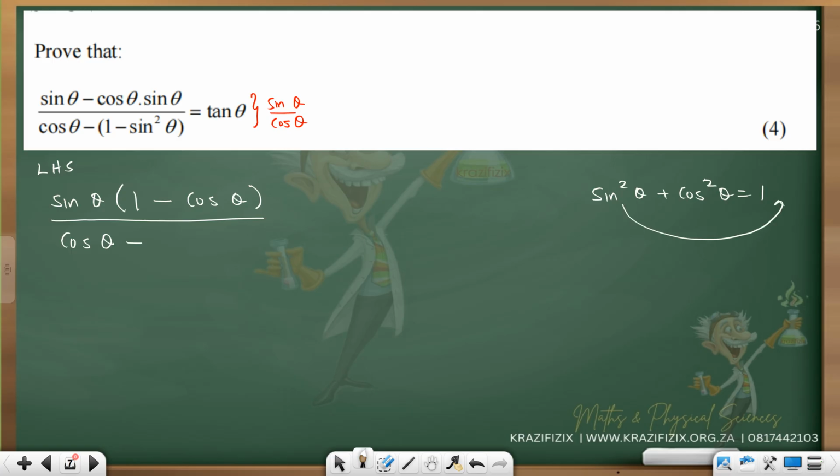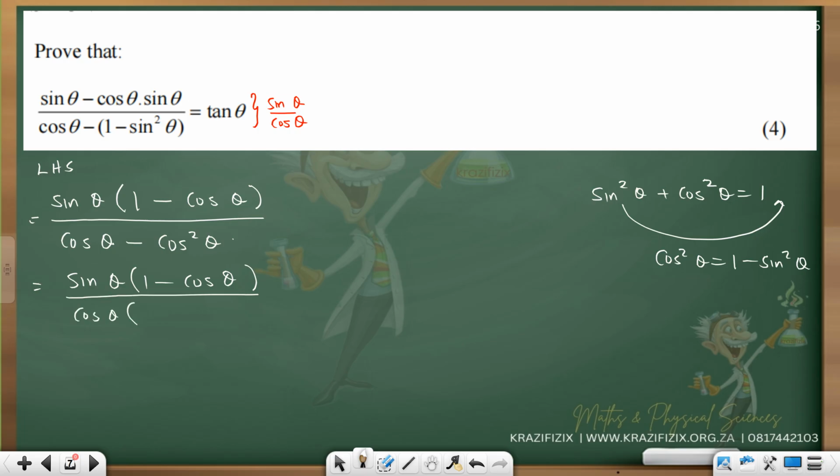If I move this over, I'll have cos squared theta as 1 minus sine squared theta. Oh, beautiful. Look at maths. What's common? Do you notice this is kind of repeated? Over cos theta is common. 1 minus, oh, we are done. Why did I give you 4 minutes? I didn't know this was so simple.